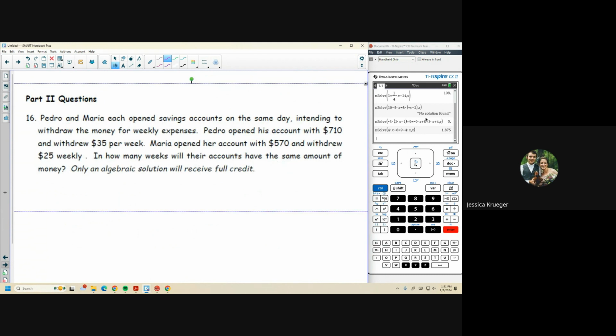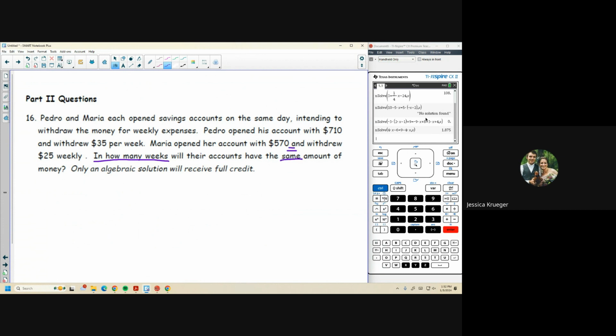Okay, part 2 questions. Pedro and Maria each opened savings accounts on the same day, intending to withdraw the money for weekly expenses. So we're looking at 2 different people. Pedro opened his account with $710 and withdrew $35 per week. Maria opened her account with $570 and withdrew $25 per week. In how many weeks will their accounts have the same amount of money?